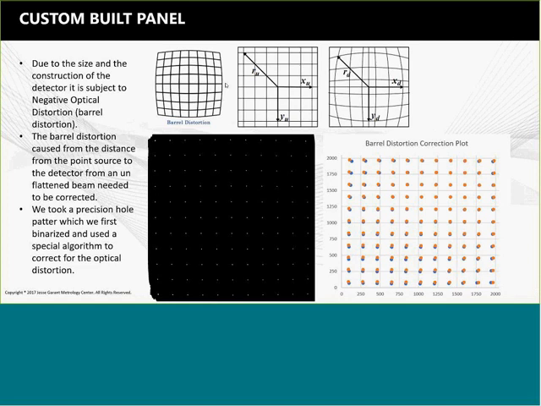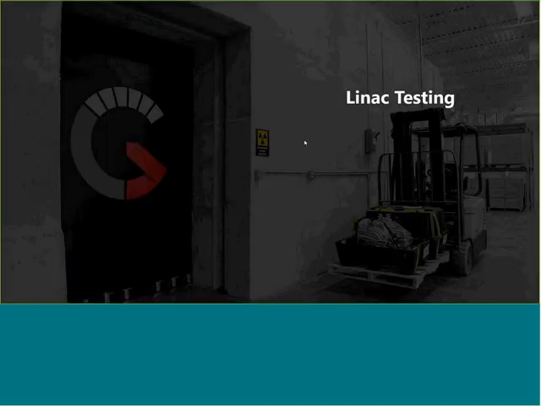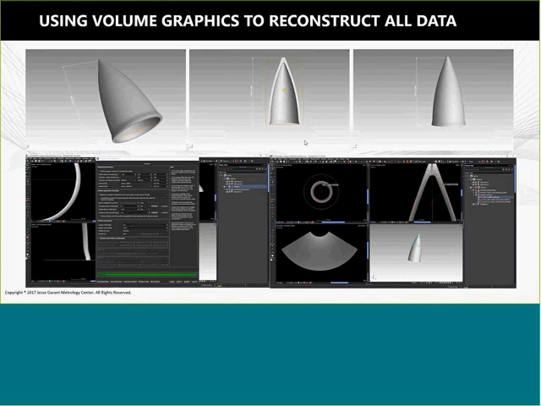Unfortunately, there are always problems with custom-built solutions. Due to the size and the nature of a linear accelerator, we were getting what's called barrel distortion, which is basically a fisheye distortion where the center of the panel reads differently. So we had to create our own correction algorithm to compensate for that barrel distortion. Then we started getting into the actual testing.